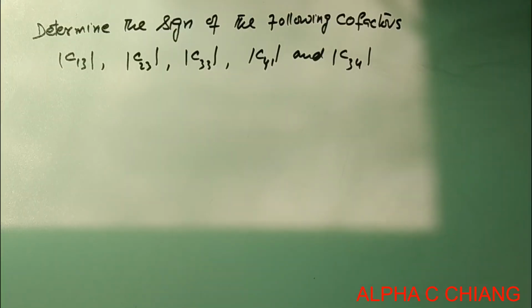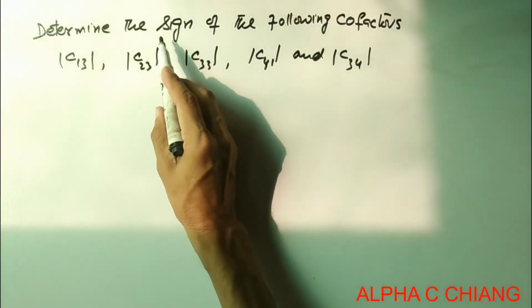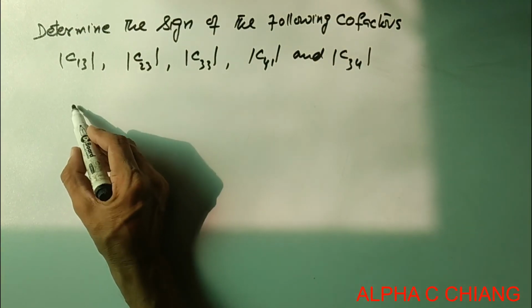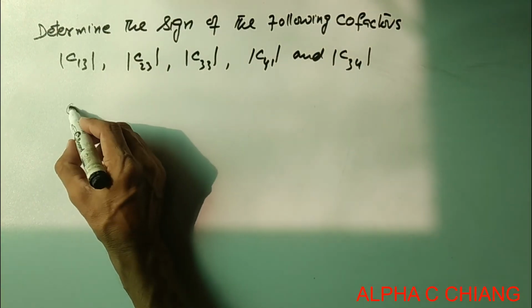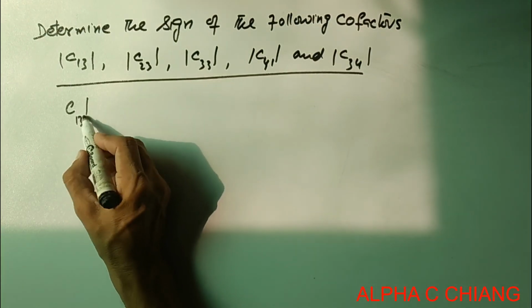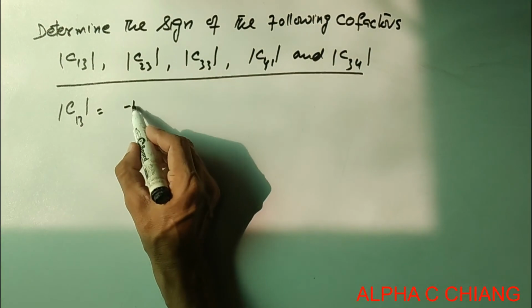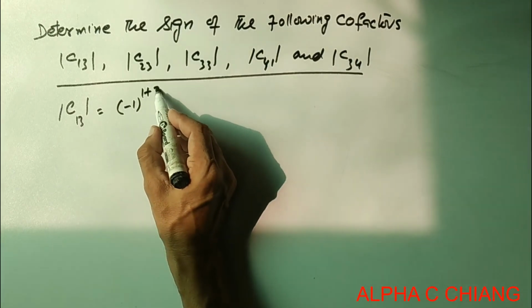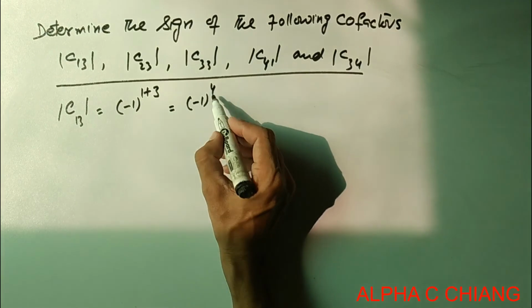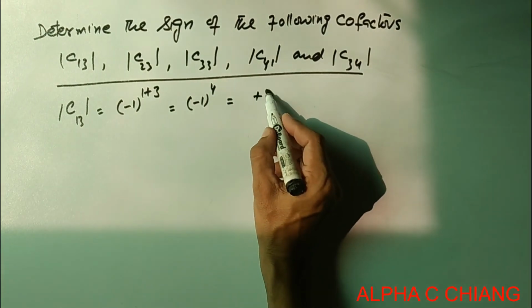Now the question is, I just have to write the sign of the following cofactors. These are the cofactors C13. So C13, that is minus 1 raised power 1 plus 3. That is equal to minus 1 raised power 4. This will be a positive answer. Positive.